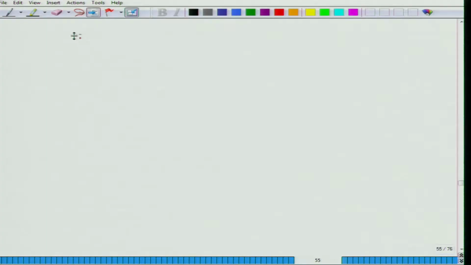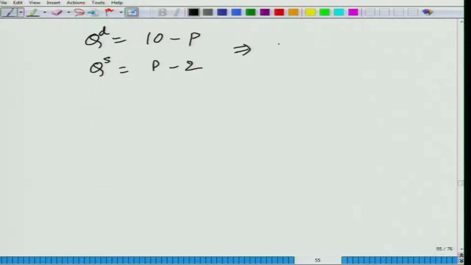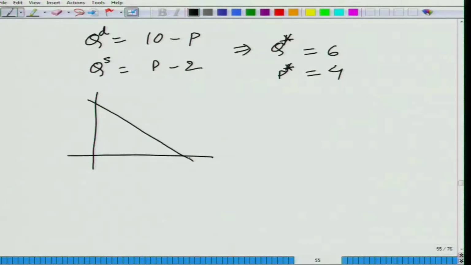Okay. So, let us continue with our numerical example that we took, where demand was Q is equal to 10 minus P and supply is, let us put here superscript and subscript, P minus 2, and we just solved it. So, what did we get? The equilibrium quantity is 6 and equilibrium price is 4. Okay.